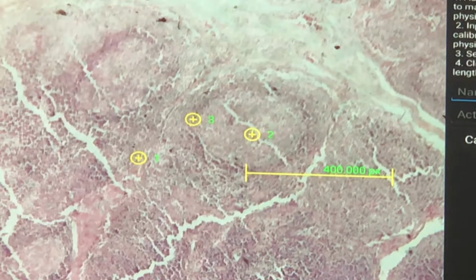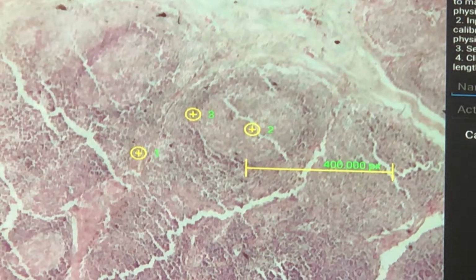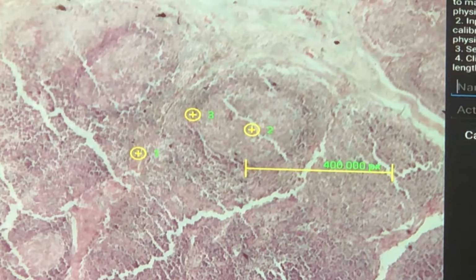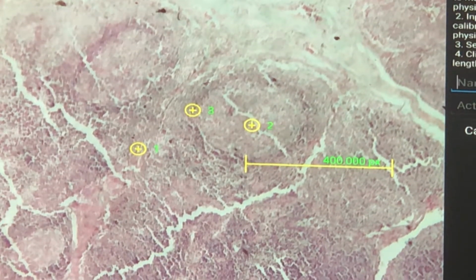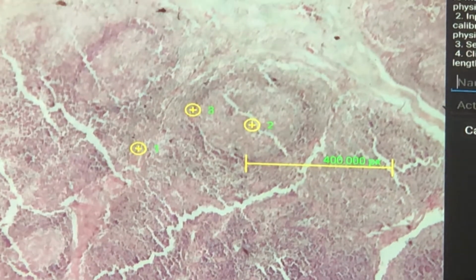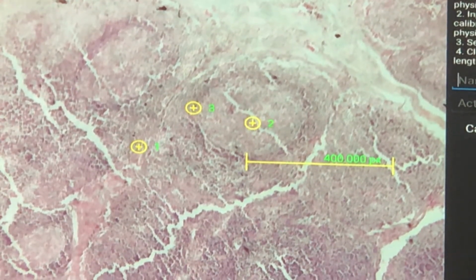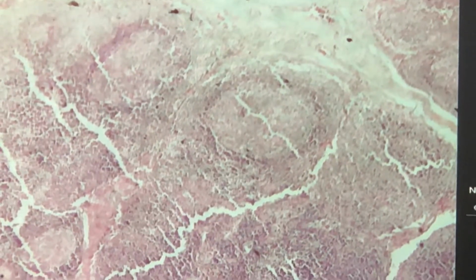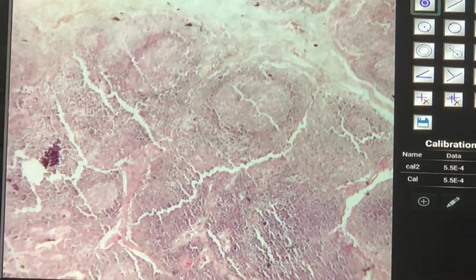So, what is the adaptive change presented on this slide? Hyperplasia. That's the answer. Correct. So Juan, I'm glad that you analyzed. You have already covered the practical exam.